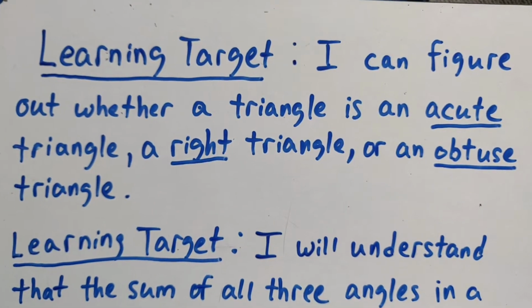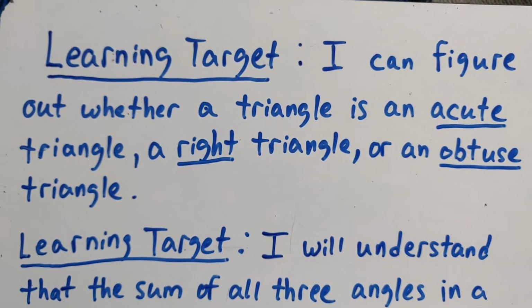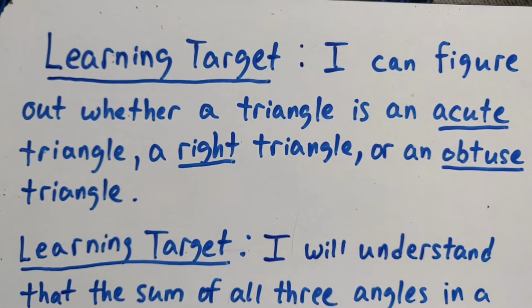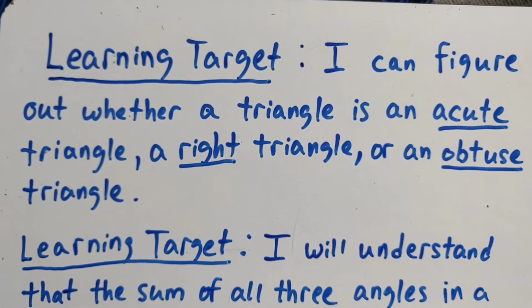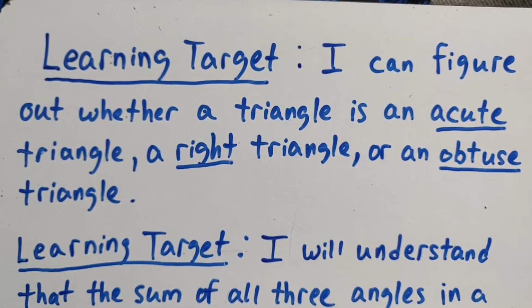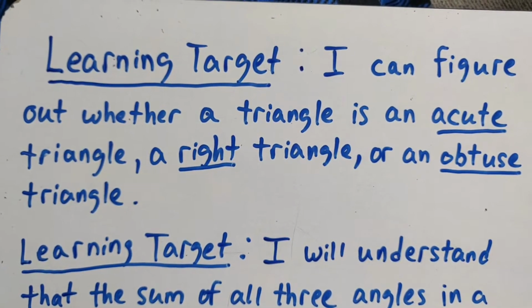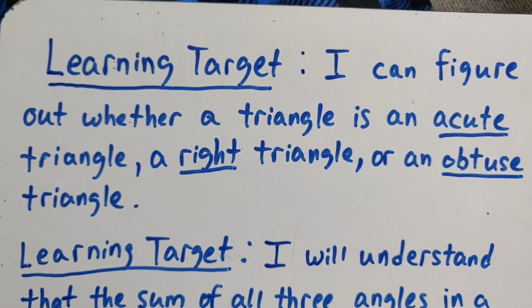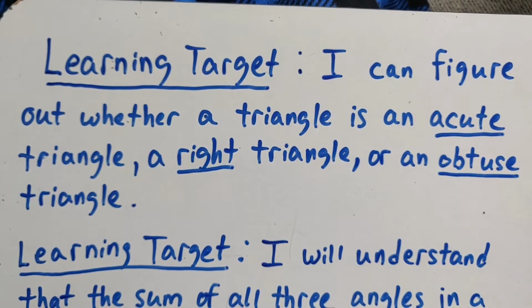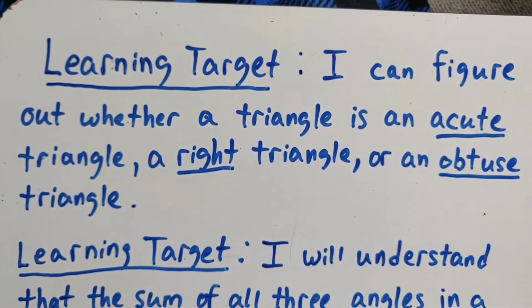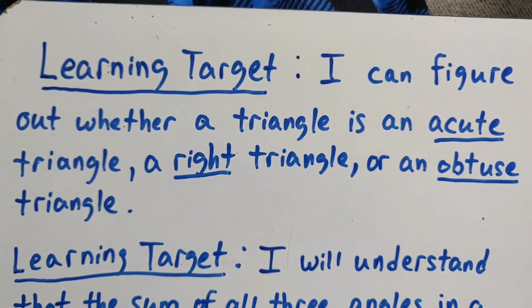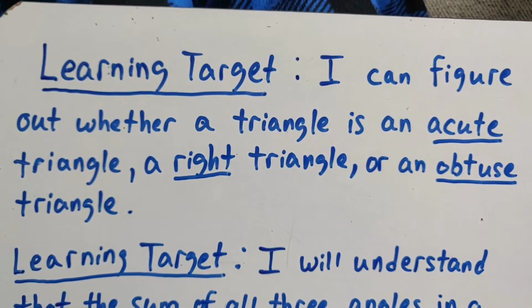Hello, fourth grade mathematicians. We have two learning targets today. Our first learning target is I can figure out whether a triangle is an acute triangle, a right triangle, or an obtuse triangle. And those words acute, right, and obtuse should sound familiar from last lesson when we figured out whether an angle was acute, right, or obtuse.